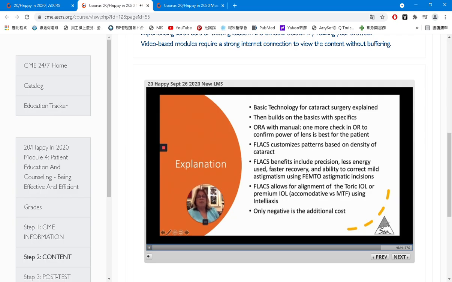She also talks about my platform, which is LENSAR, and this allows me to align a toric IOL, either being premium or multifocal or just a toric lens, using IntelliAxis, which are precise marks made on the steep axis and put on the capsule and put on the cornea, so I can align the lens very easily. And she always says there's only one negative thing, and that's the cost out of pocket.